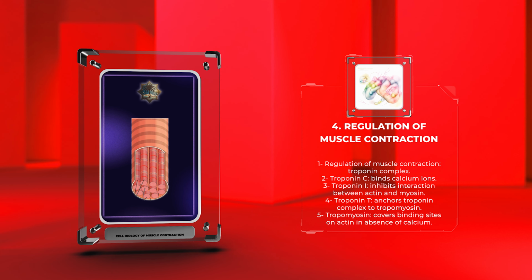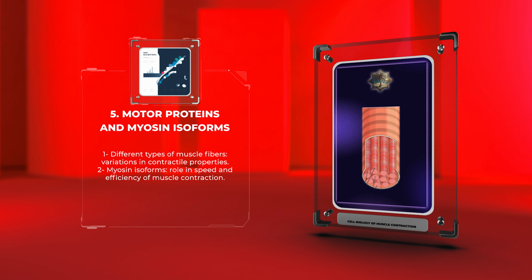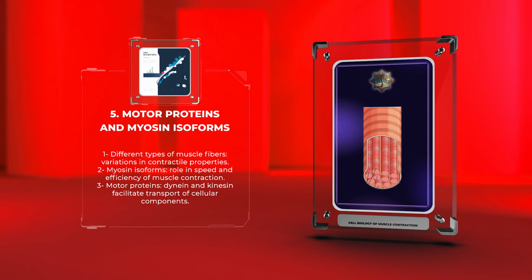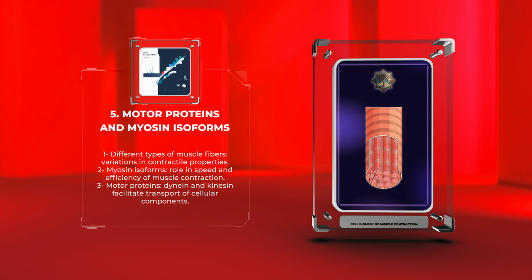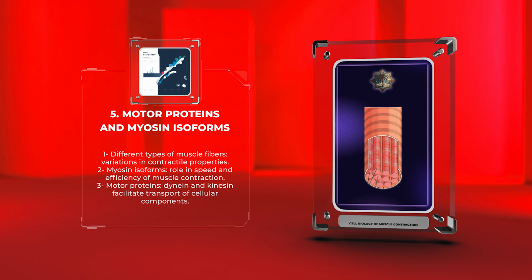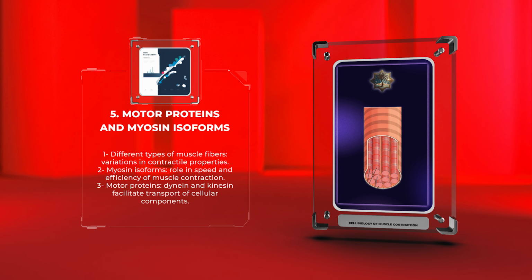Different types of muscle fibers exhibit variations in their contractile properties, which are attributed to the presence of different myosin isoforms. Myosin isoforms play a crucial role in determining the speed and efficiency of muscle contraction. Additionally, motor proteins such as dynein and kinesin facilitate the transport of cellular components, contributing to the overall functioning of muscle cells.